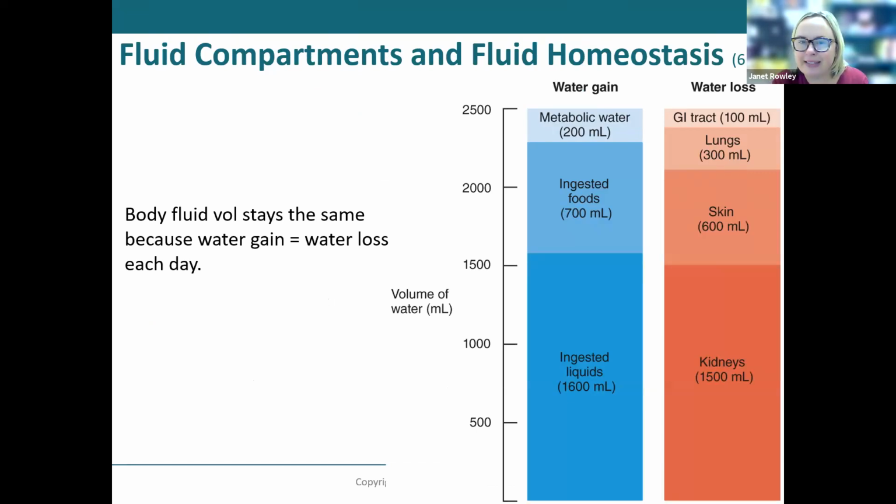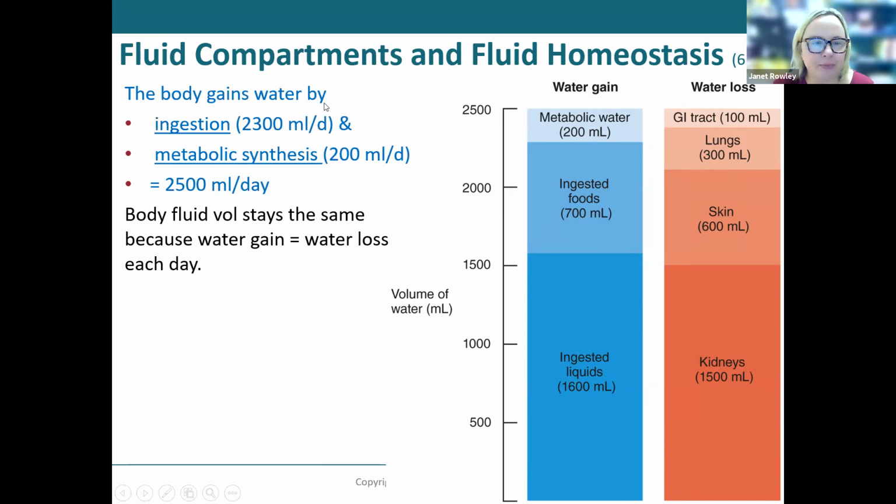Here are the different fluid compartments. Actually, I'm sorry, I said that wrong. This is the volume of water and how we get it. So the body fluid volume stays about the same because water gain is equal to water loss each day. We gain water by ingestion. So we drink water, we get it in our coffee or soda, and we drink about 1,300 milliliters a day. We also ingest it in foods, which is 700 milliliters a day.